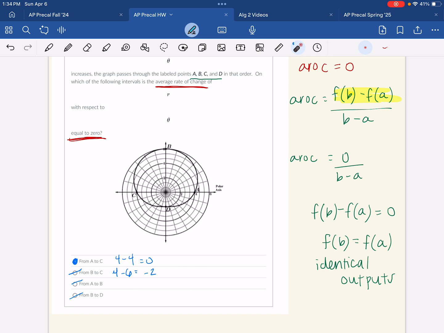There was one also on the assessment or the progress check where you had to calculate the average rate of change yourself, and you would be expected to use this formula to show your work and you would actually have an equation to plug into.